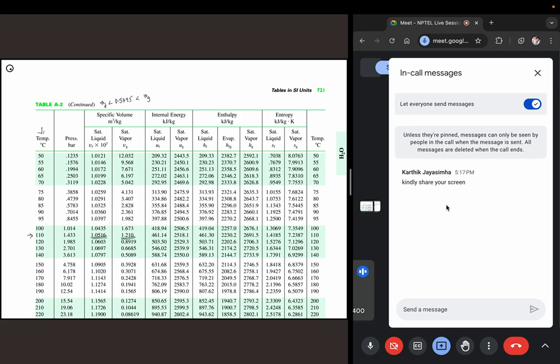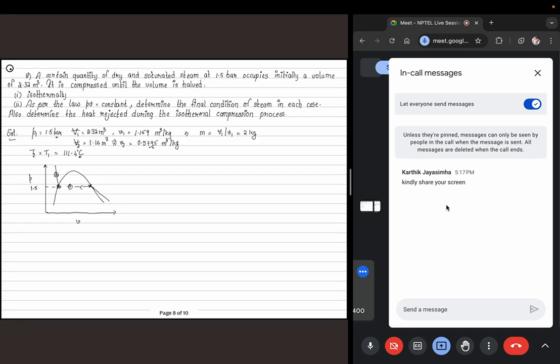Which means I'm still inside the dome, so I'm in the two-phase region. I'm somewhere in the region like this. So this is my initial state 1. So I can calculate the dryness fraction.